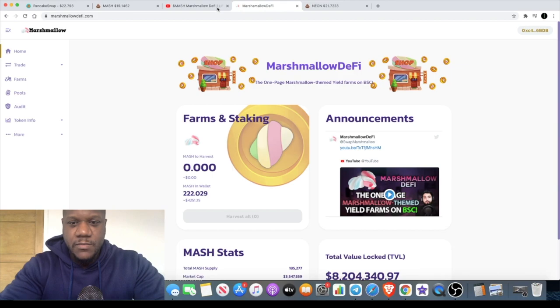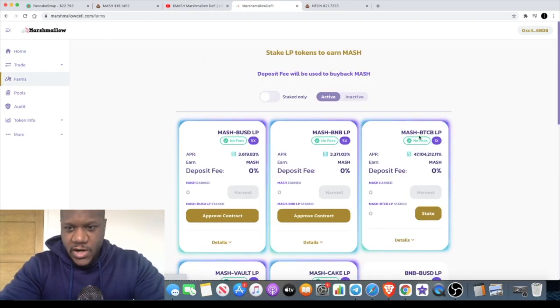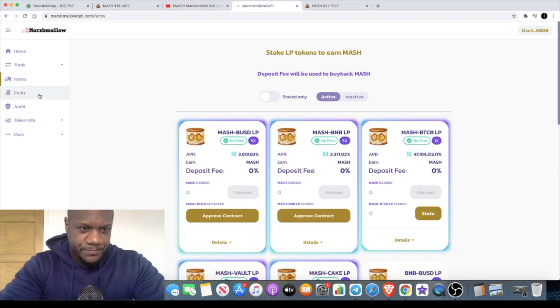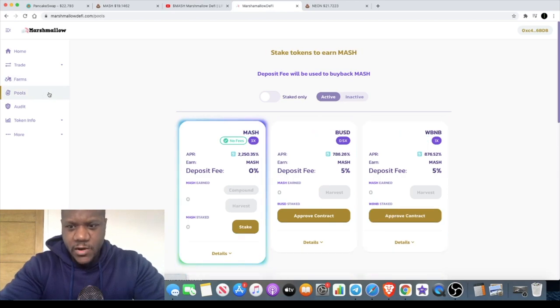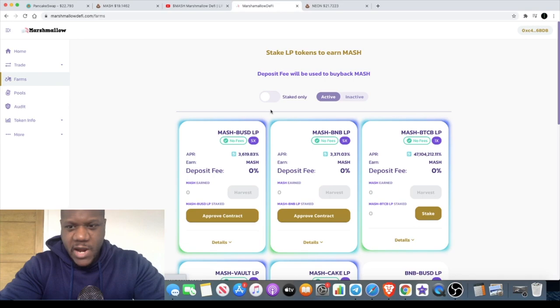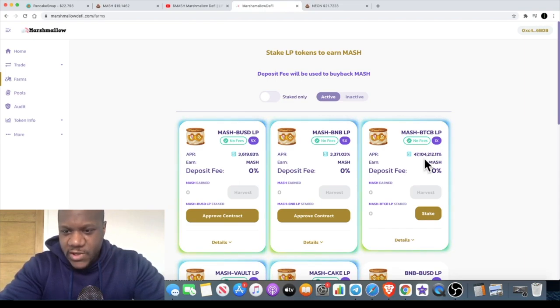All right, guys, you can use the interface. I'm not sure if the rewards are as high as they were before. In the previous video, we know that the MASH BTC pool was like 360 million percent, which is now currently down to 47 million percent, so you can still earn some good rewards on this. The MASH BNB pool and BUSD pool are at 3000%. So there's still decent rewards to be made.